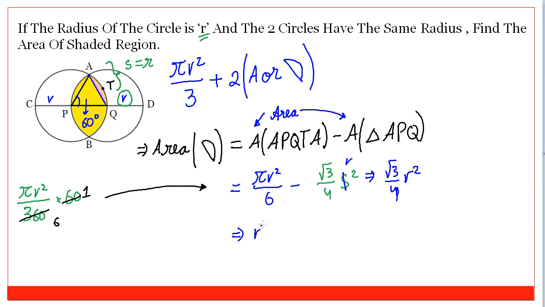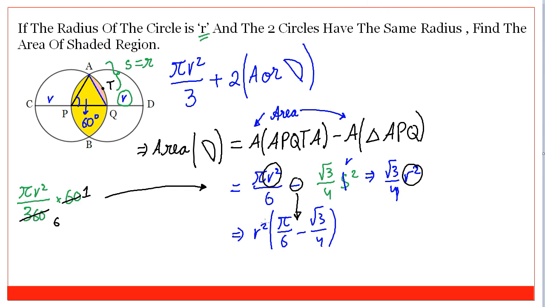After factoring out R² from both terms, we get π/6 minus √3/4. I am actually factoring out R² outside. So there is R² in both terms, as you can see on the screen. I just factored it out, keeping the minus sign as it is, and we get R² into π/6 minus √3/4.